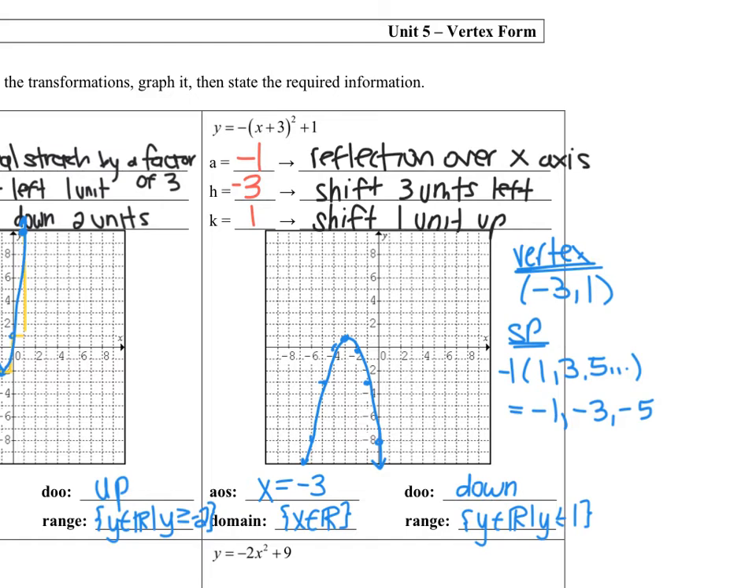My axis of symmetry, just like in Unit 3, is the x-coordinate of the vertex, so x equals -3. Parabola is open and down. Domain, just like before, x is an element of real numbers. But now our range, the maximum was at +1, so y had to be less than or equal to that +1.